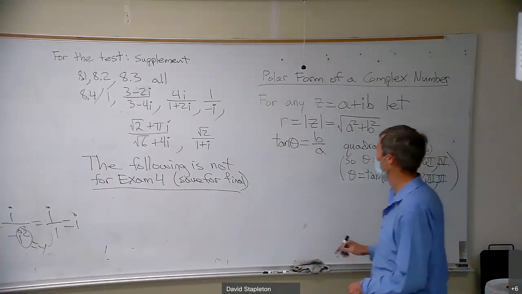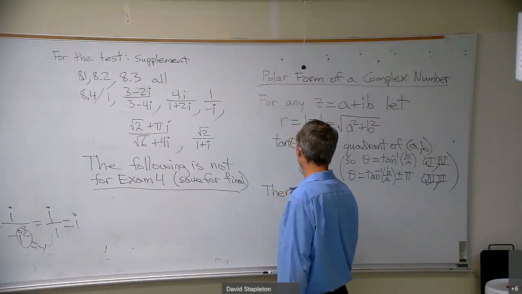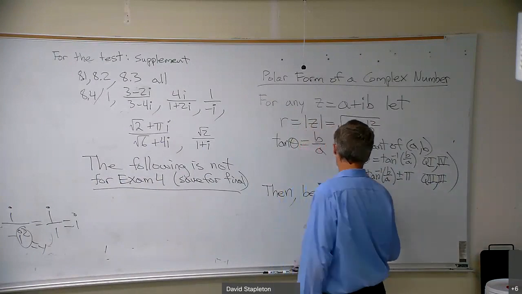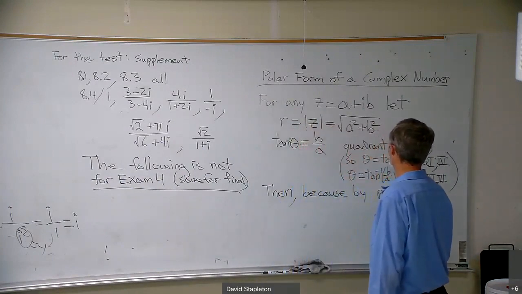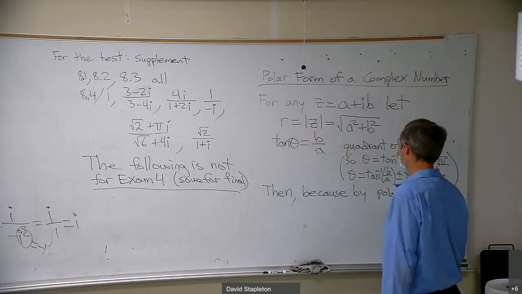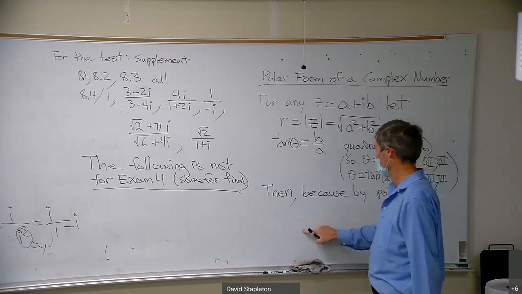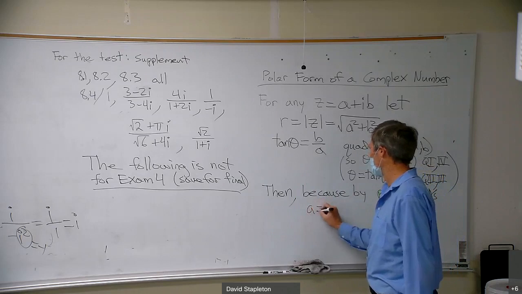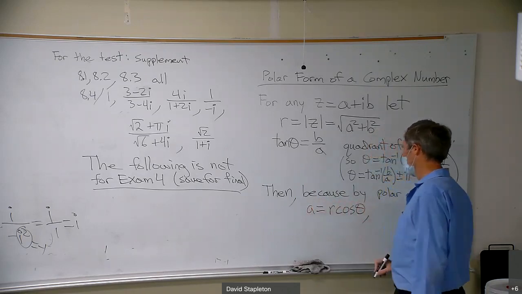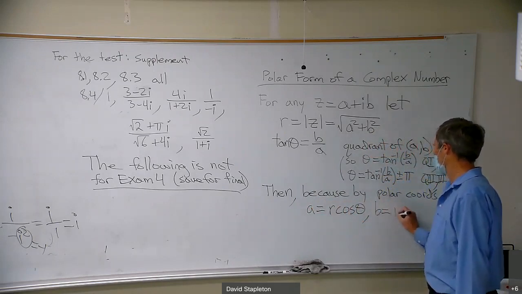Then, what do we get? Because by polar coordinates, remember polar coordinates, how they worked? Always x was r cosine theta. Well, now instead of x, we're using a, so a equals r cosine theta. And we use y equals r sine theta. Now we have b, so we have b equals r sine theta.